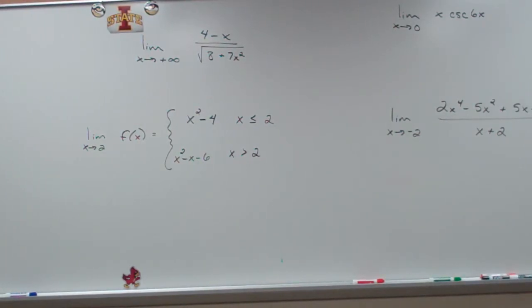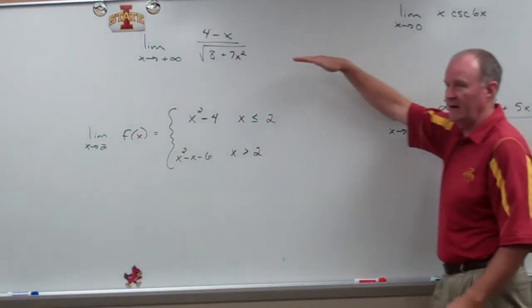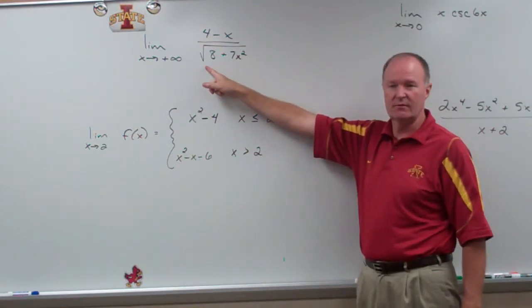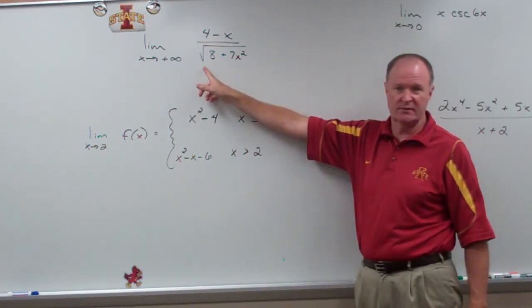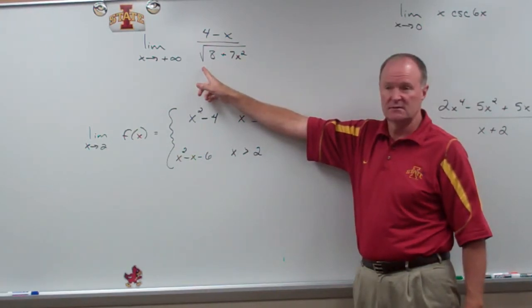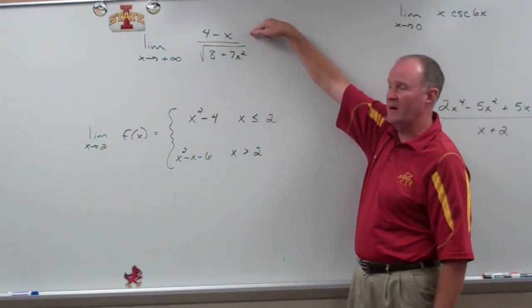Next one on the list has got another infinity one. But what's the additional trick you've got to watch out for on this one? Got that square root. What are you supposed to do with the square root? It's still an infinite limit, because that's not in the brackets. What's the highest power on this one?